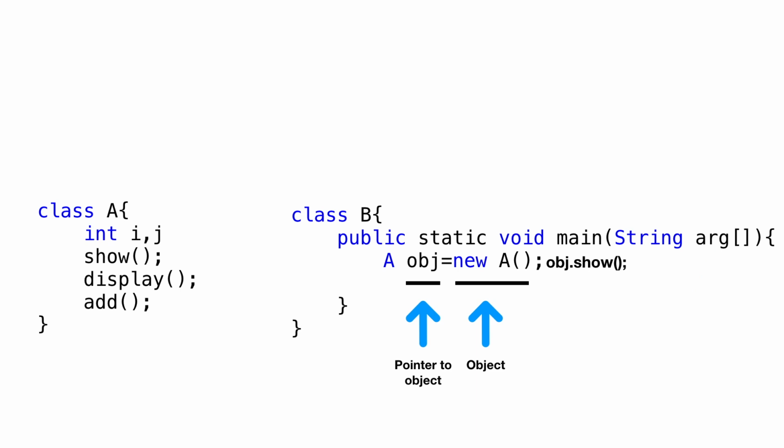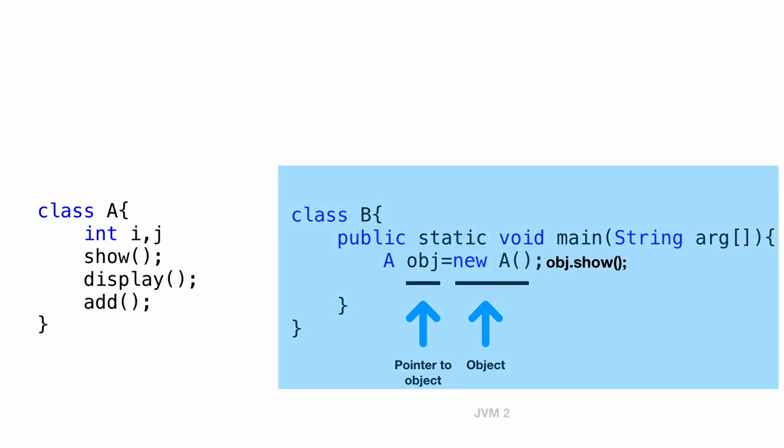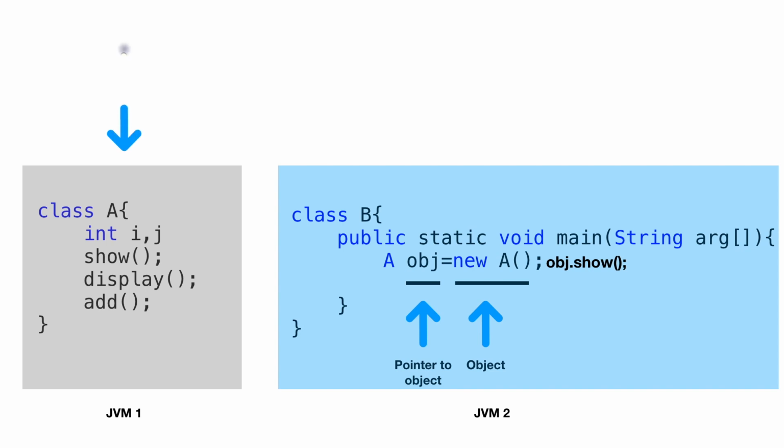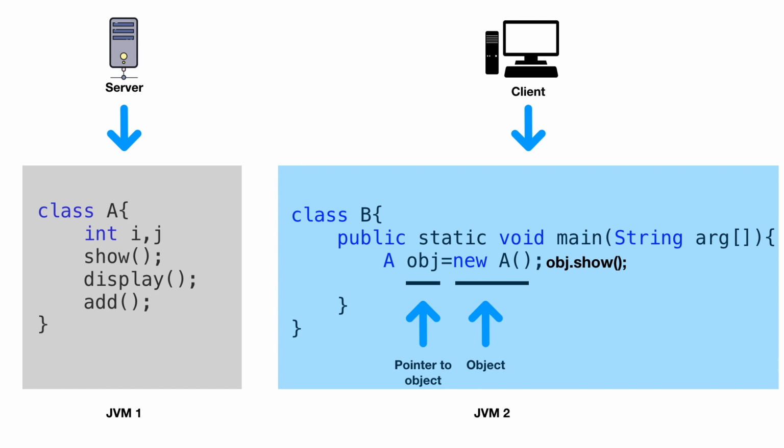What if the calling function that is inside the main function of class B in our example is in a different JVM from the JVM that has the function definition, that is the show method inside class A in our example? In this case, class A, which has the main implementation of the function, is the server, and class B, which calls the function, is the client.